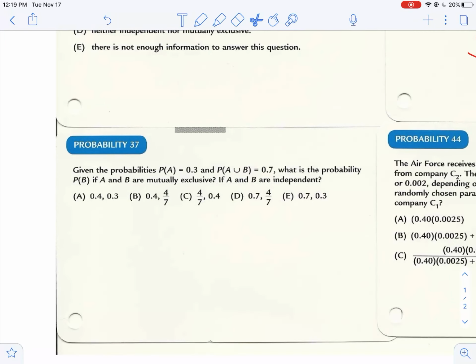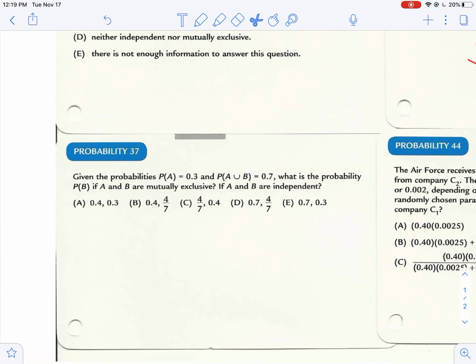All right, I'm tackling another difficult probability problem, once again from the Barron flashcards. This is problem 37. You're given the probability of event A. You are then given the probability of A or B. We want to find the probability of B first if A and B are mutually exclusive.